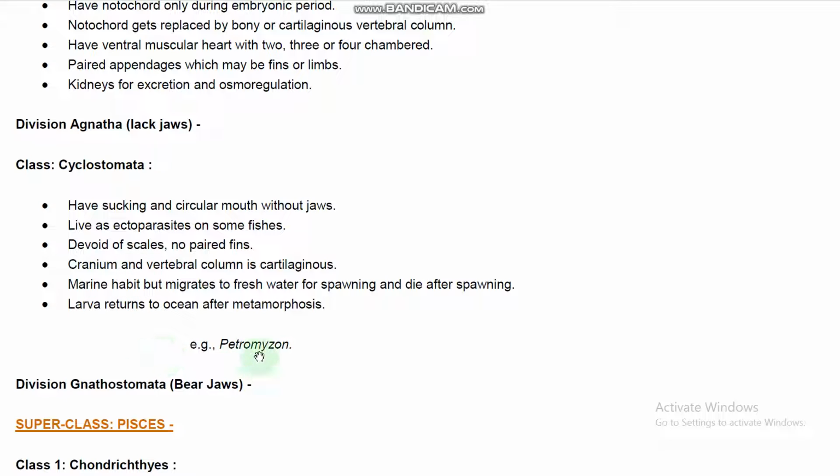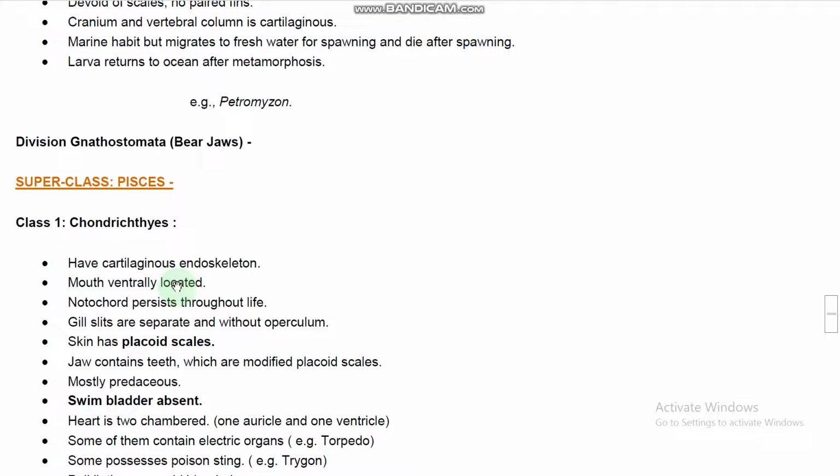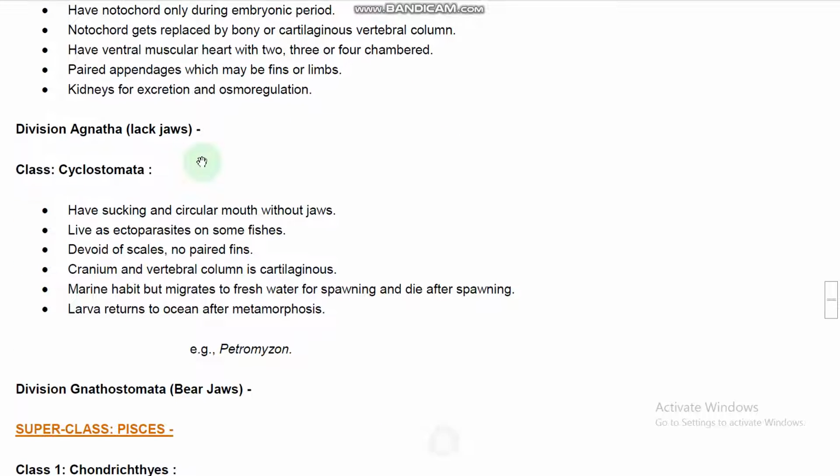So examples: Petromyzon and Myxine. Lampreys are the examples for Petromyzon, and hagfishes are the example for Myxine, right. So this is regarding Cyclostomata, and division Gnathostomata. The vertebrates are divided into two divisions, Agnatha and Gnathostomata. Agnatha means without jaws, Gnathostomata with jaws.